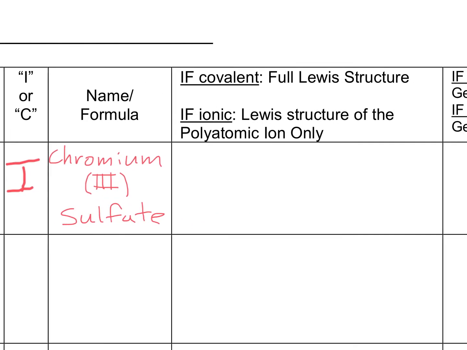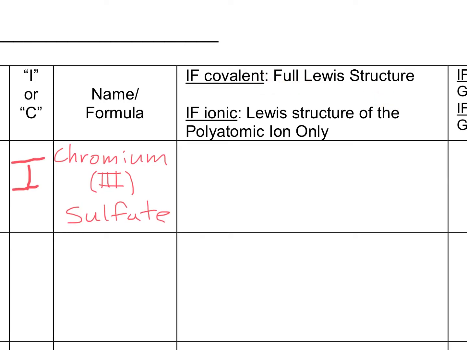For the next step, it says if it is covalent, do the full Lewis structure. If it is ionic, do the Lewis structure of the polyatomic ion only. So we don't need to worry about the ionic Lewis structure here, just the Lewis structure for sulfate. Sulfate is SO4 2-. We put our least electronegative in the center, which is S. Use single bonds to put all your outside elements: O, O, O, and O. Next, fill the octets of the outside elements. Octet being 8, we need to make sure that each one of the outside ones has 8.